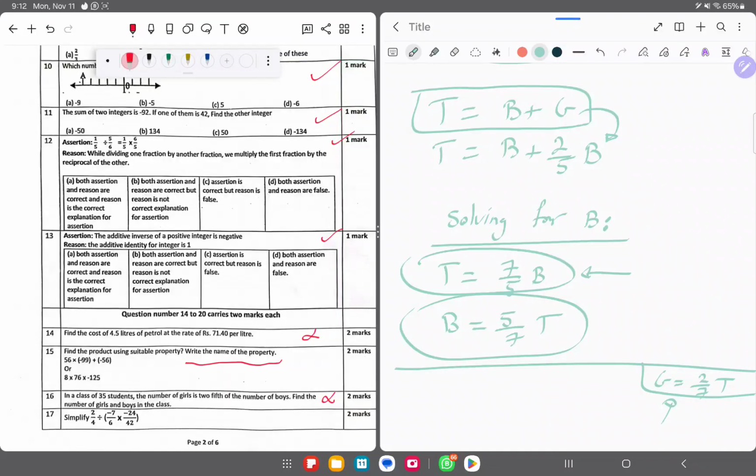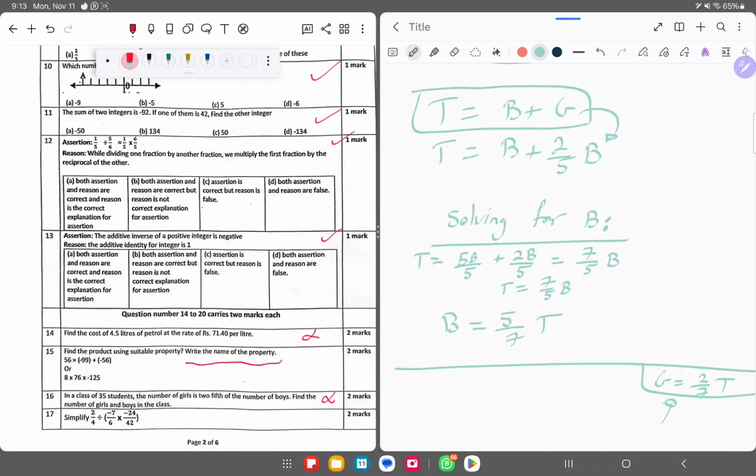So how did I get this? Some of you would be like, hey, how did you get this? T is equal to 5B over 5 plus 2 over 5B. This is going to be equal to 7 over 5B. So the total number of students is going to be equal to 7 over 5B, and the number of boys is 5 over 7 of T.